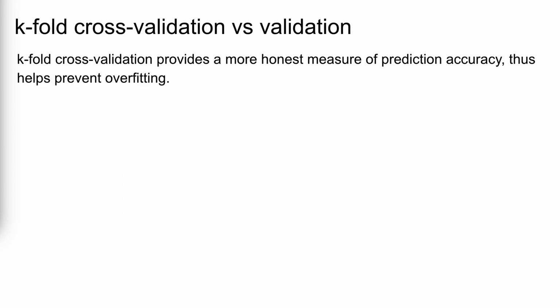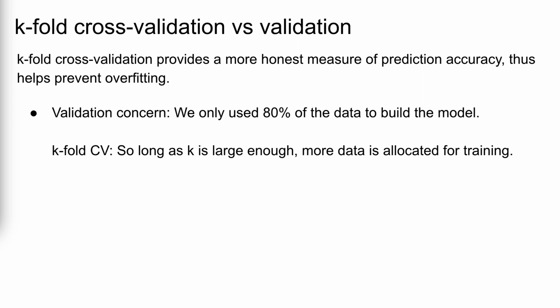In conclusion, k-fold cross-validation provides a more honest measure of prediction accuracy, thus helps prevent overfitting. It achieves this by avoiding the pitfalls of validation. First, recall that in validation, we only used, say, 80% of the data to train the model, thus lost some precious information. In contrast, so long as K is large enough, K-fold cross-validation allocates more data to training. On average, the result is a more accurate estimate of the model's predictive error.